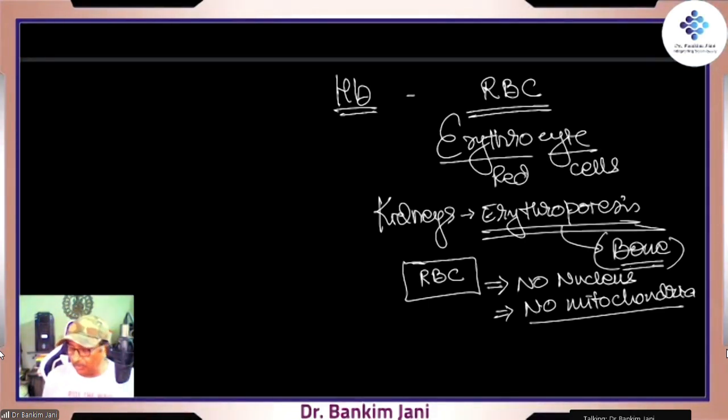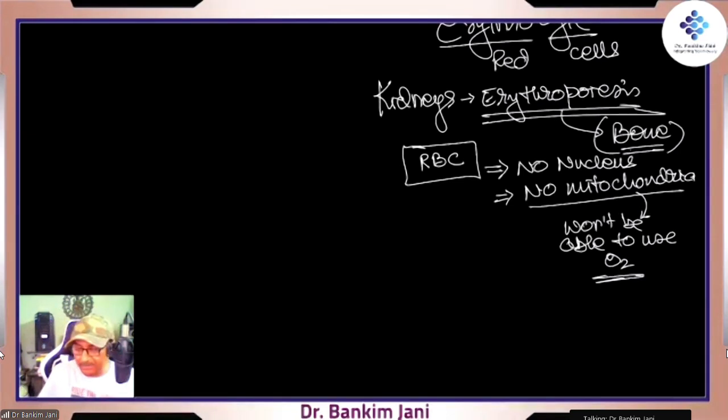So no mitochondria means RBC won't be able to use oxygen. Because when we say oxygen, it is what is called aerobic metabolism. Aerobic, in the presence of oxygen. And that thing is done in the mitochondria. When the mitochondria itself is not there, then who will do it? So not possible. That's why it has to rely on an anaerobic mechanism, and that is glycolysis.